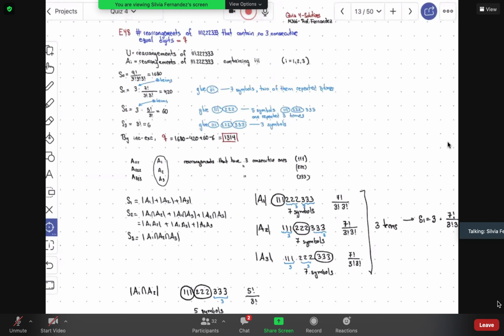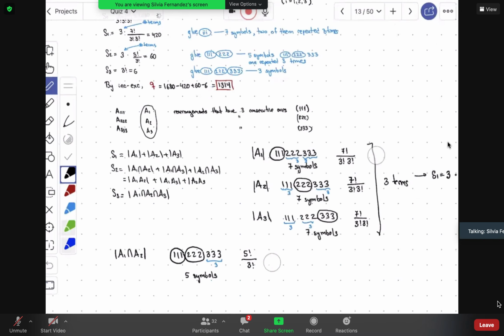3 terms because I have 3 pairs. And you can see here that if instead of grouping the ones and the twos, I group the twos and the threes, or I group the ones and the threes, it's going to be the same answer. So that's why I have 3 of them times the counting, the 5 factorial divided by 3 factorial.